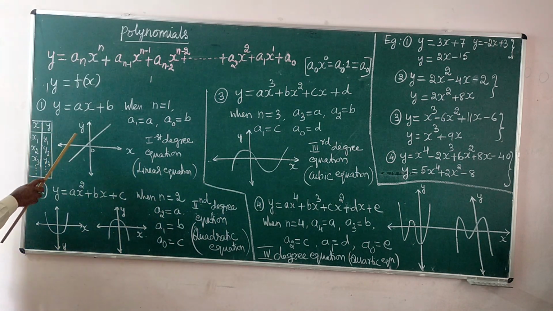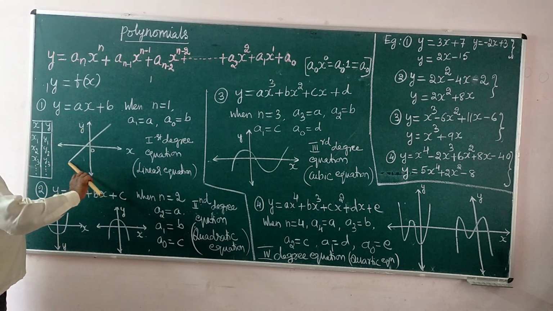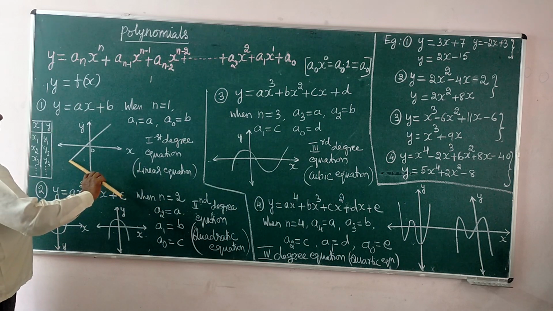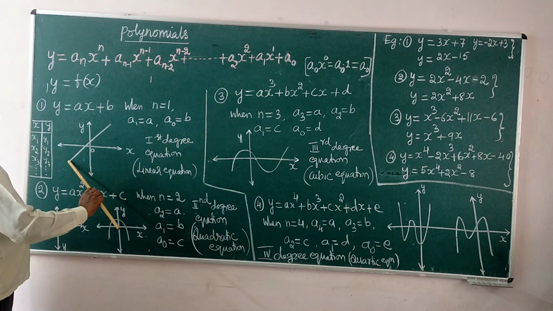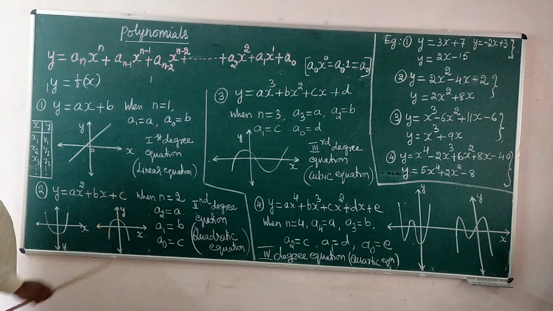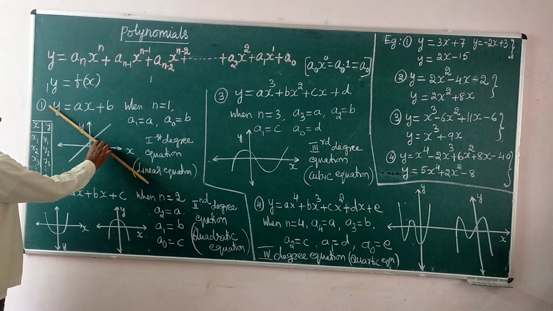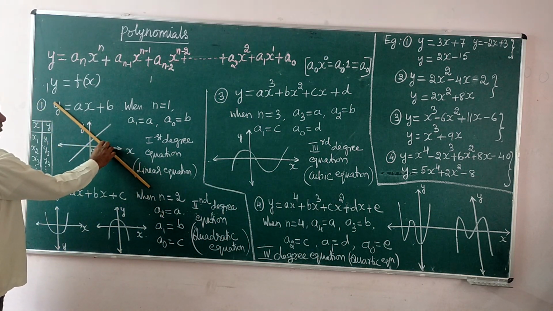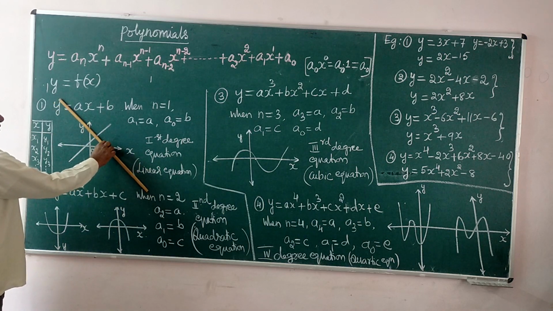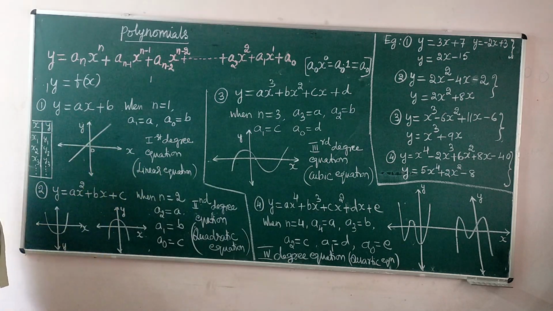Here it says that as the function y changes, the value of y increases. How does y vary with x? The value of y increases as x increases, like this. Sometimes we get a straight line like this also, where as the value of x increases, the value of y decreases. That is also possible.